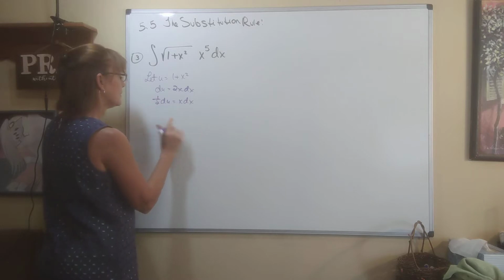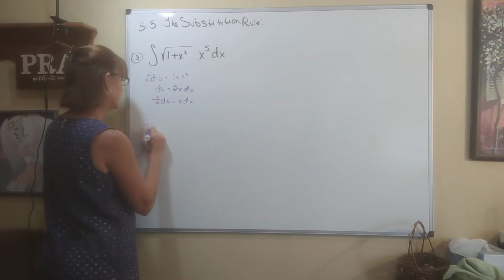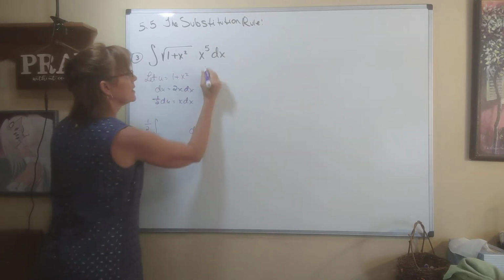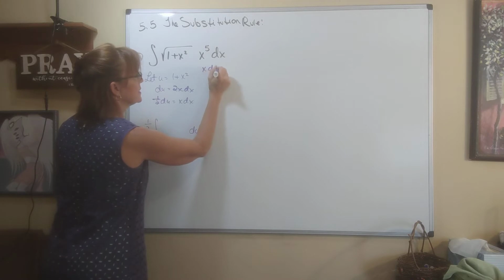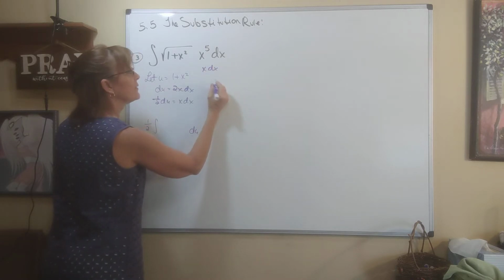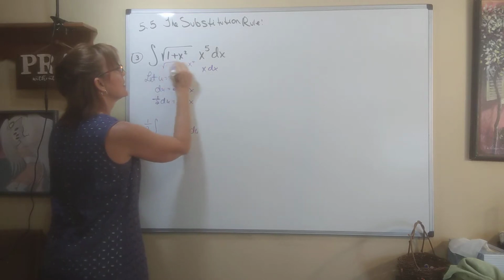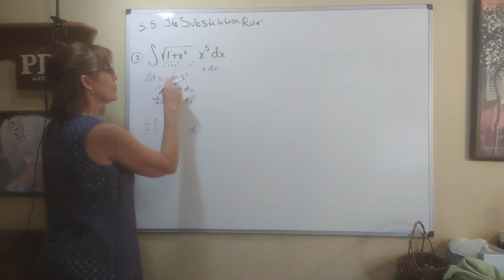All right, so by writing down this, what did I accomplish? 1/2 the integral of du. What does that give me? That gives me the x dx. What do I have left to accomplish? I have left to accomplish an x to the 4th and the square root of 1 plus x squared. Okay, how can I get the square root of 1 plus x squared? Well, I can say that's u to the 1/2.